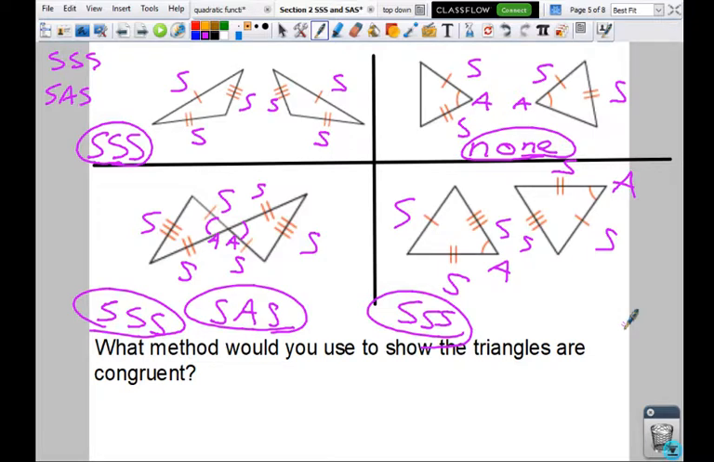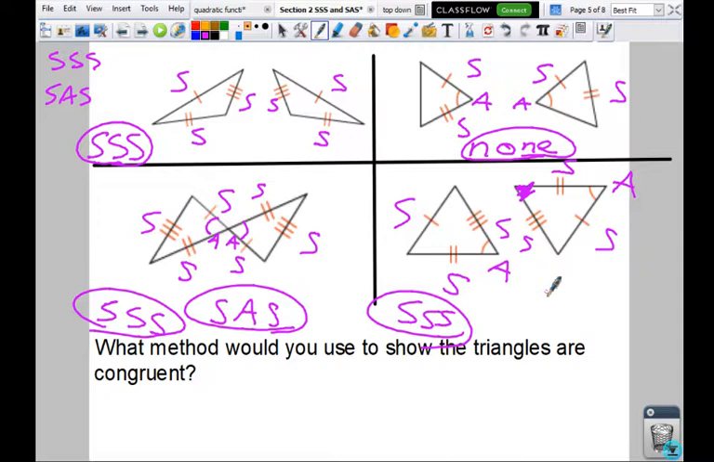So you gotta be careful. You really have to look and make sure you have the right angle in between the right sides. This one is between side 2 and side 3. This one is between side 2 and side 1. So it doesn't work. If I had this angle right there, then it would be fine. I could do side, angle, side. But I don't have it, so I can't do it. So be careful.